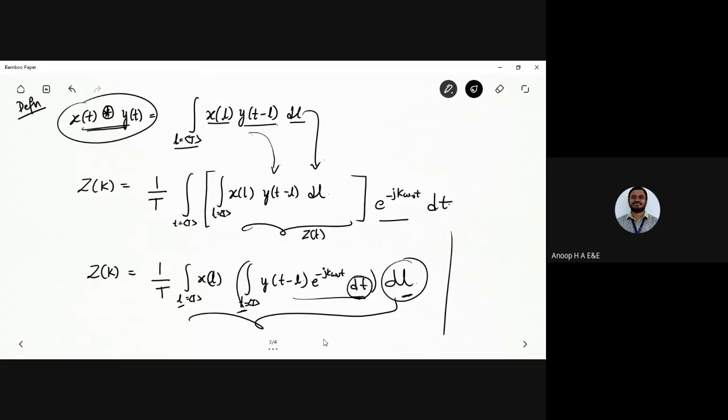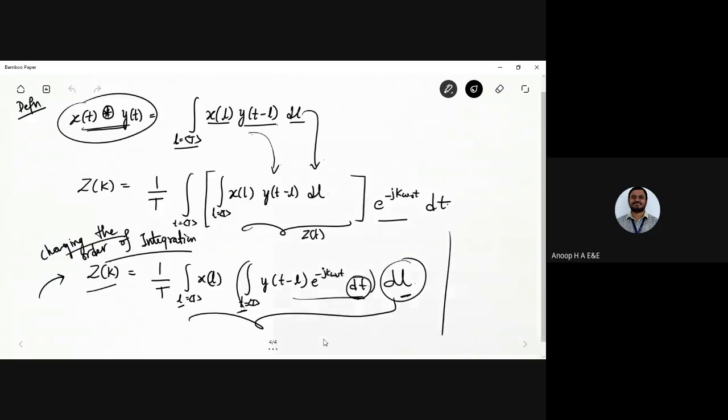So z of k can be written by changing the order of integration. Now, by changing the order of integration, z of k is written as 1 divided by T, integral over the time period of x of L, and under the bracket you are going to have one more integral, that is integral over t of y of t minus L e power minus j k omega naught t dt, and then the outer integral is dL.